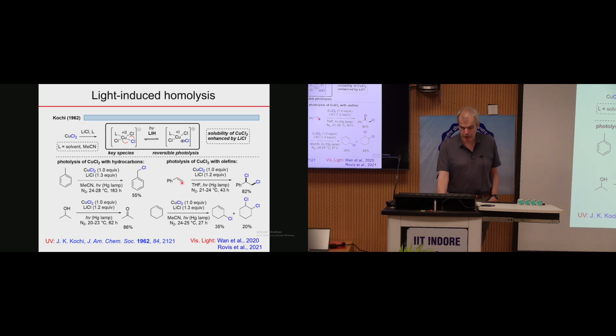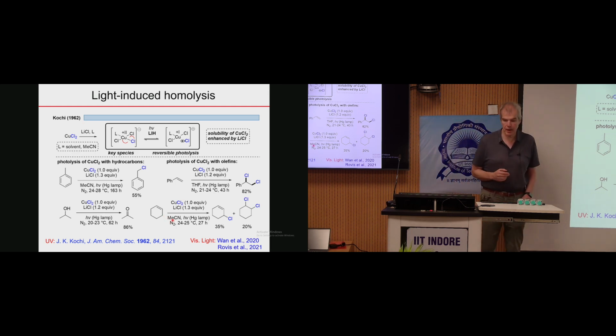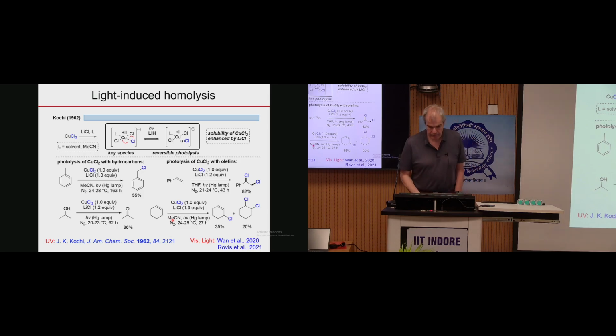You could do addition to double bonds and get these types of chlorinated compounds. And so more recently, the group of Wan showed again that you can do this under visible light. You can do exactly this type of chlorine addition. And I think more exciting, the group of Rovis showed that after you do the hydrogen abstraction to get a radical here, you can trap it again with alkenes and do carbon-carbon coupling reactions.